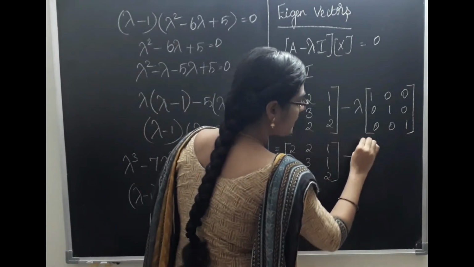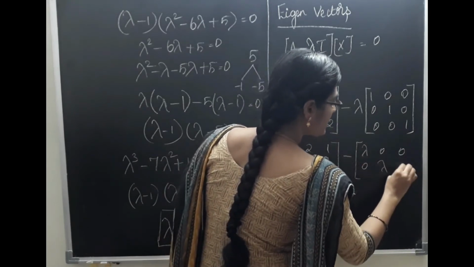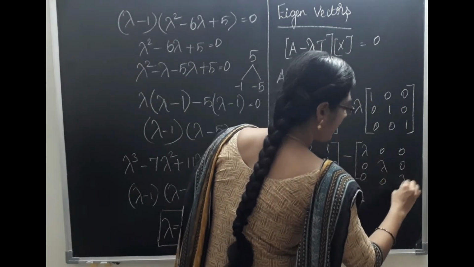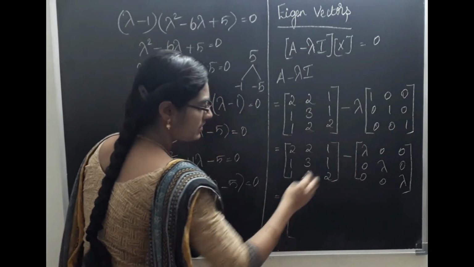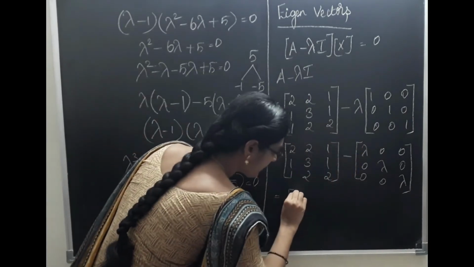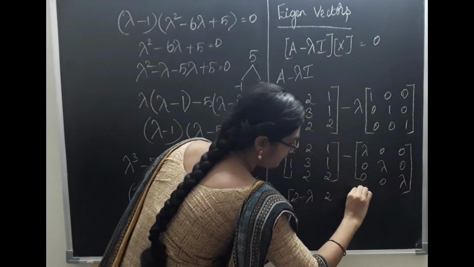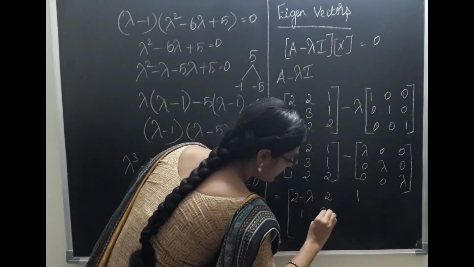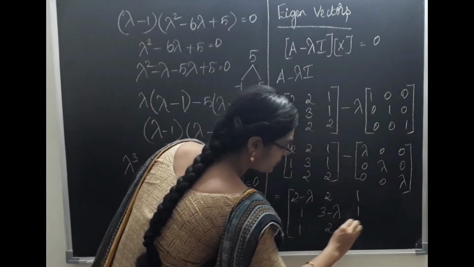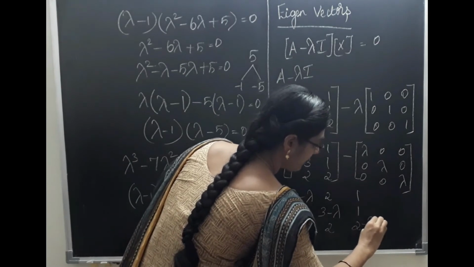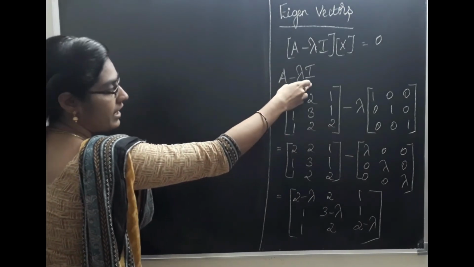Now multiply it, we will get lambda 0, 0, 0, lambda 0, 0, 0, lambda. Now subtract each element, we will get 2 minus lambda, 2, 1, 1, 3 minus lambda, 1, 1, 2, 2 minus lambda. So now we have found A minus lambda I.